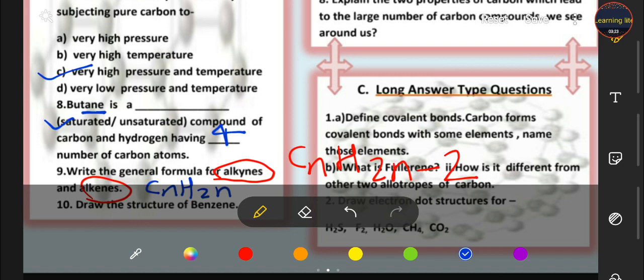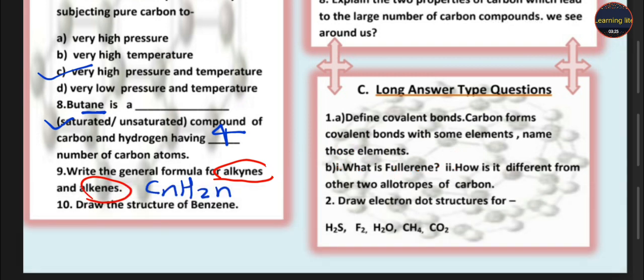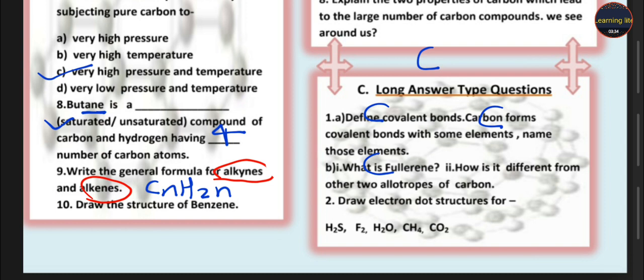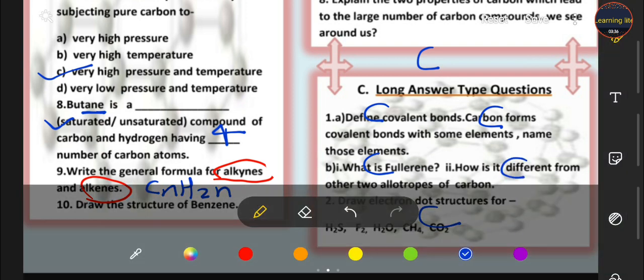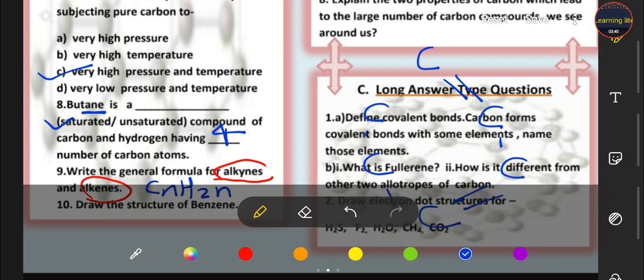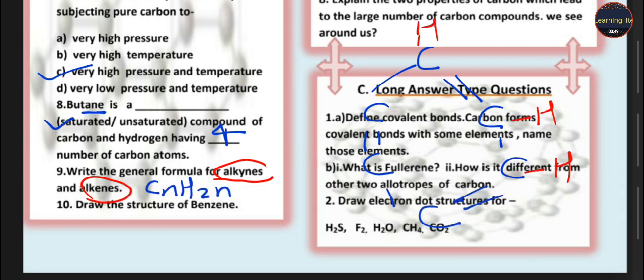Draw the structure of benzene. We have to draw the structure of benzene here, student. Benzene is a ring compound and the structure is 1, 2, 3, 4, 5, 6. 6 carbons are here. Double bond, single, double bond, single, double bond, single. They are arranged with alternate bonds, student, with a single hydrogen bonded to each of them. And this is the structure of your benzene ring.